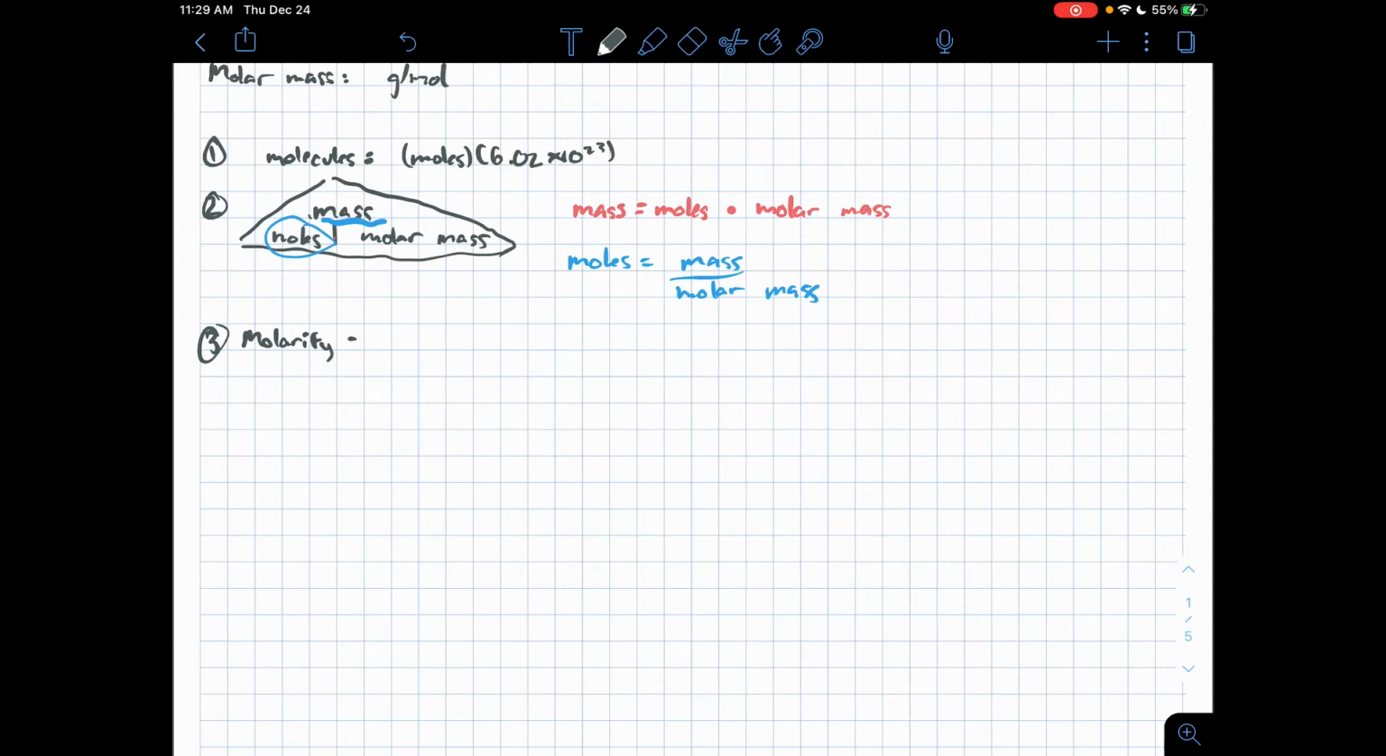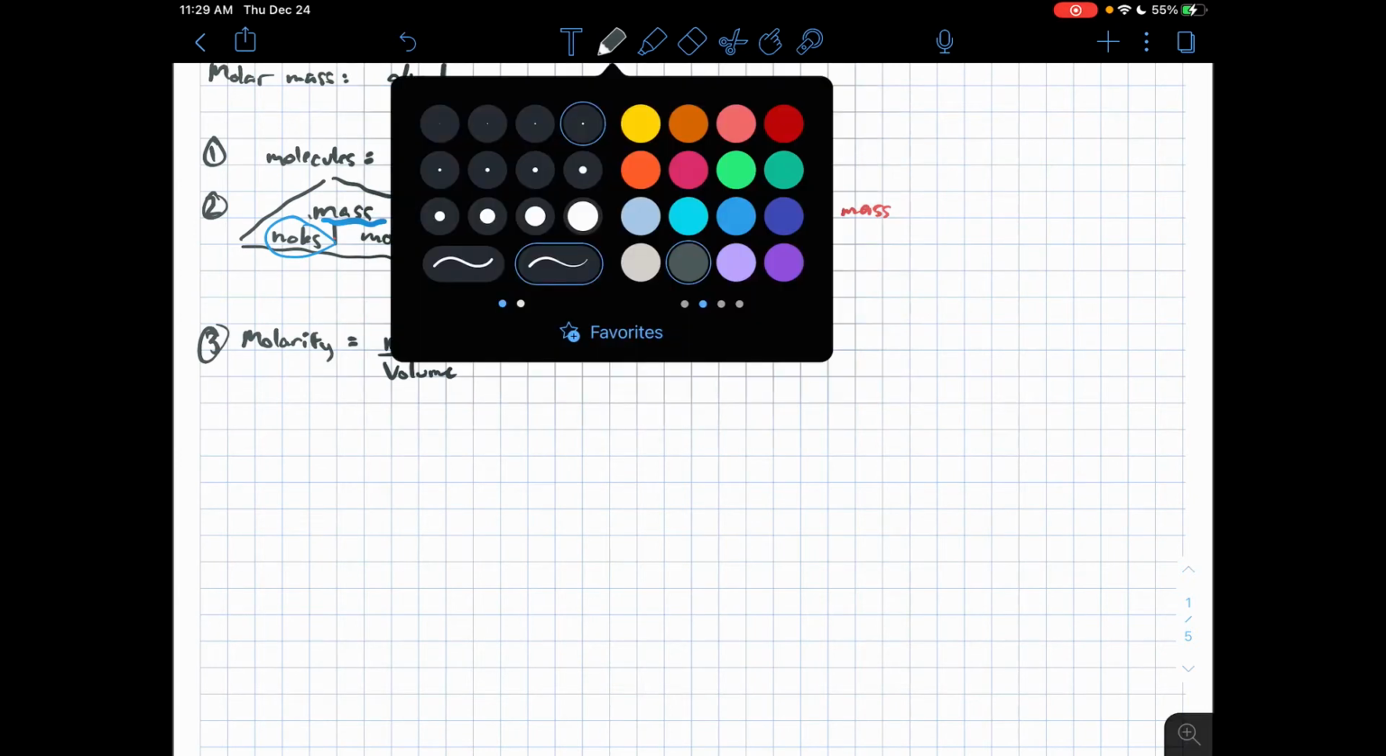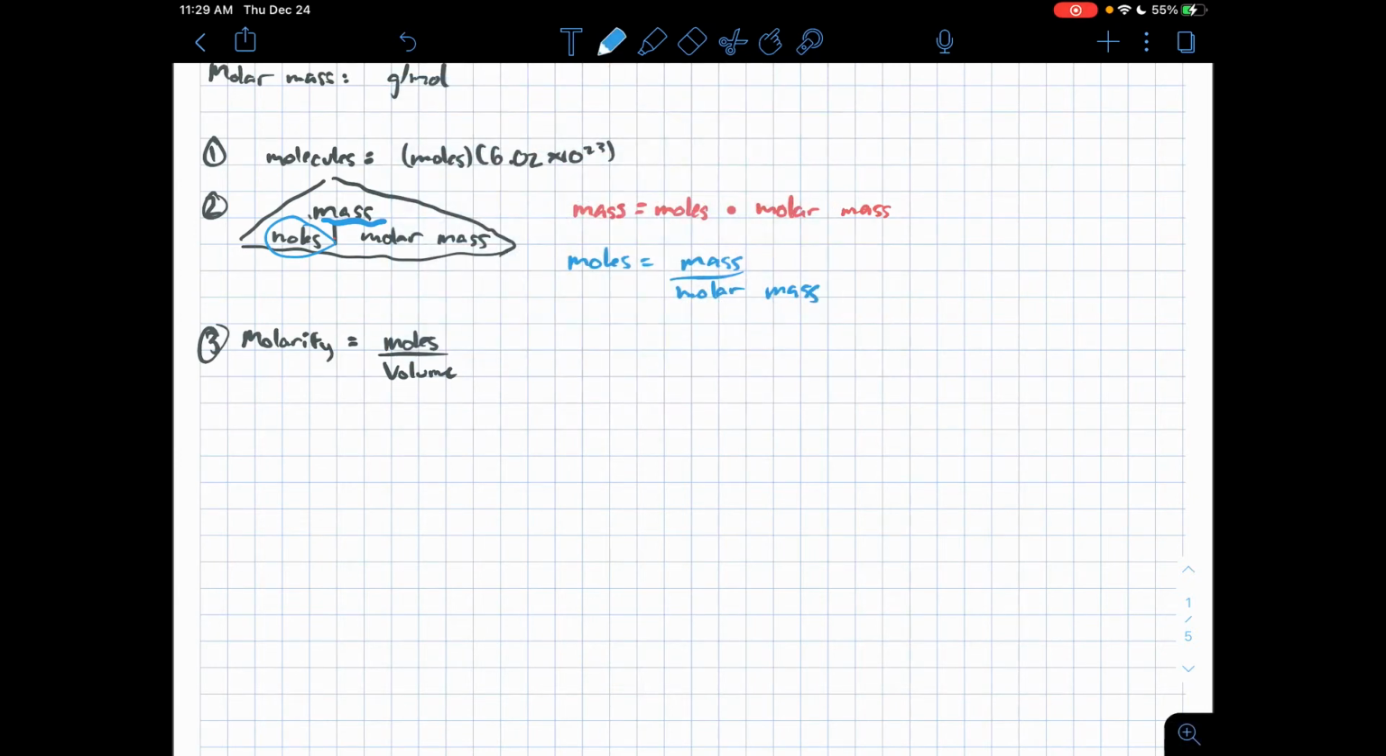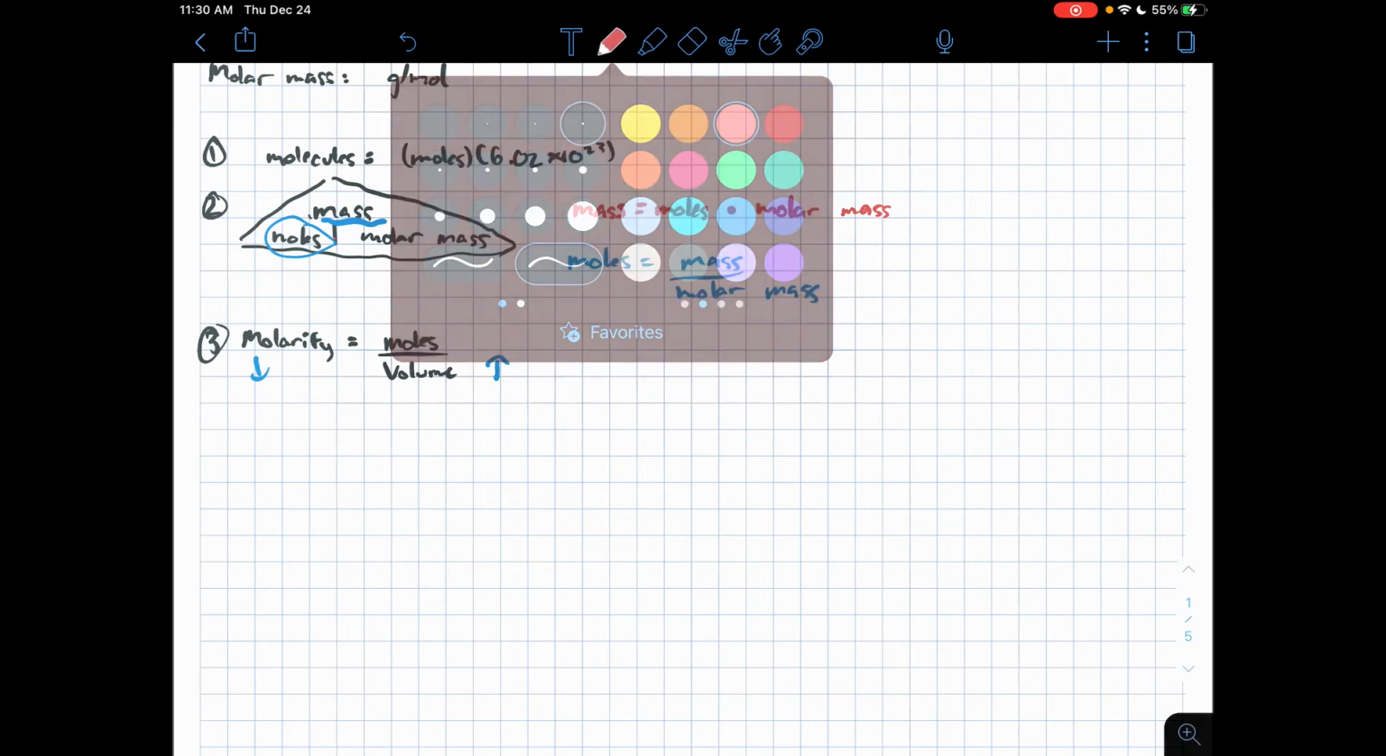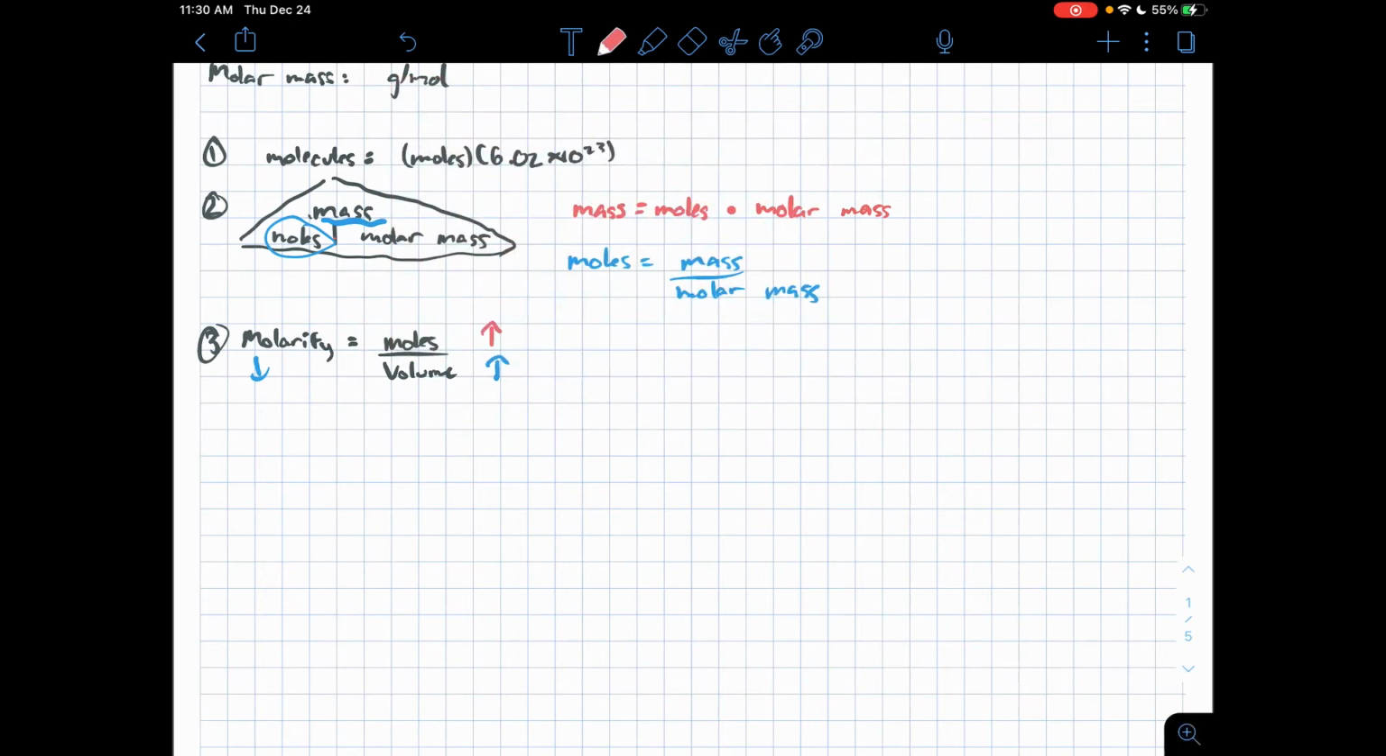So molarity would equal moles divided by volume. Because it's divided, there is an inverse relationship. So let's say the volume increases, then the molarity decreases. But if the moles increases, the molarity increases as well.